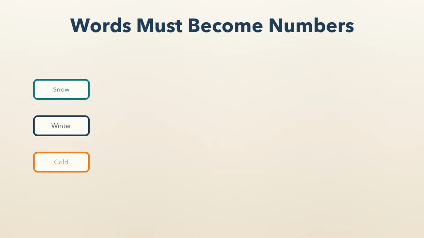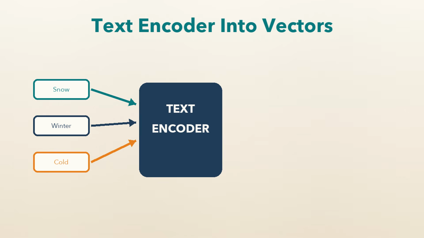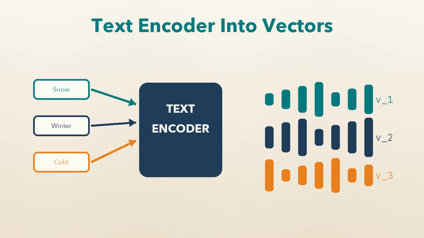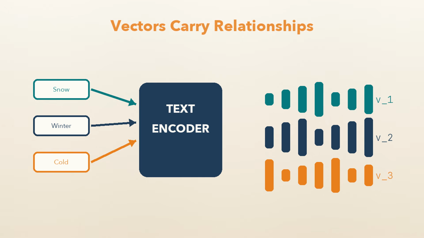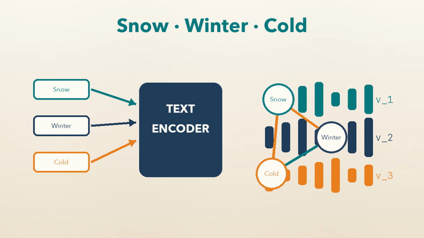When text is added, the prompt must also become numbers. A text encoder converts words into vectors, which are mathematical lists of values. These vectors represent relationships between words. For example, the model can learn that snow, winter, and cold often appear in related context.